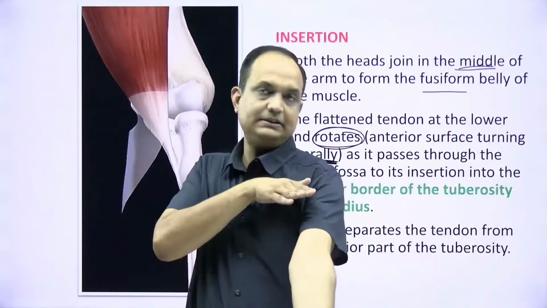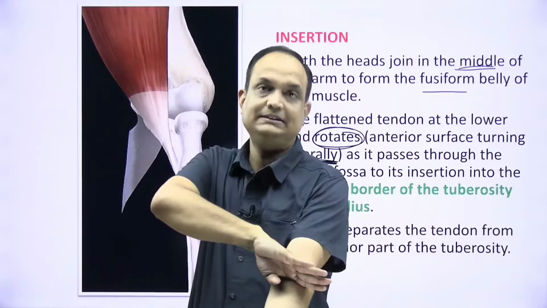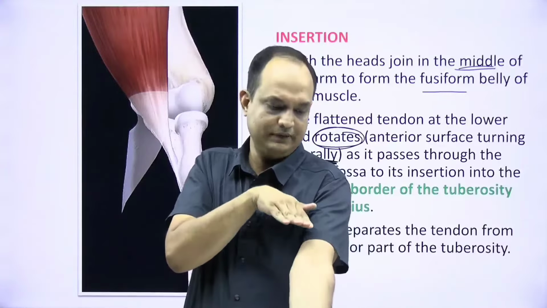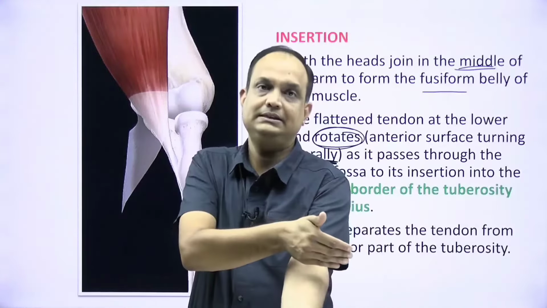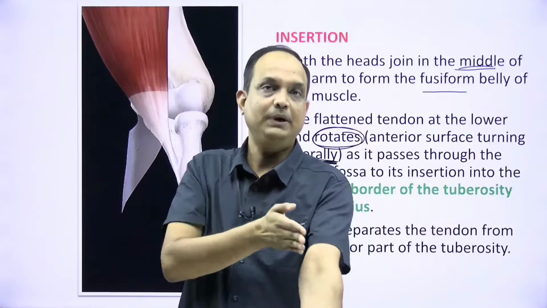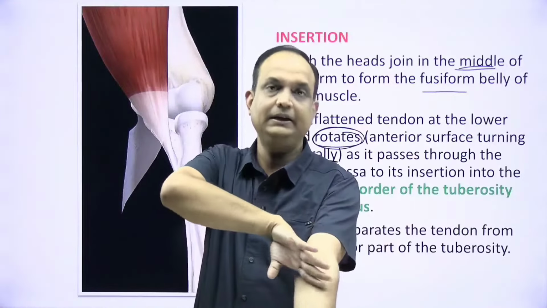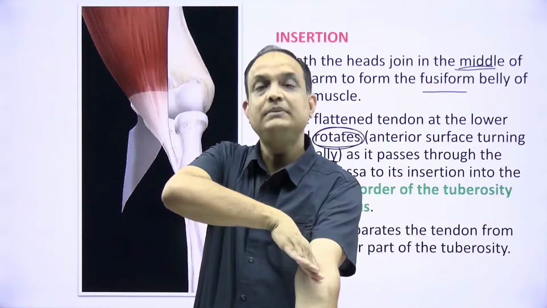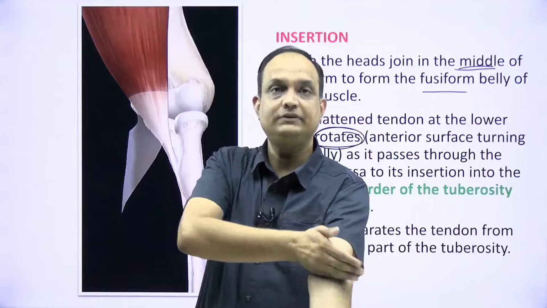That means, this is the tendon and it rotates like this. There are two ways, this is the anterior surface, this is the posterior surface. So, turning may occur like this. Now, if the turning is taking place like this, then the anterior surface becomes medial, but the turning is taking place like this. So, what will happen? The anterior surface becomes the lateral surface, the anterior surface does not become medial.